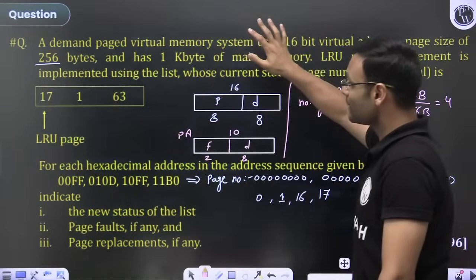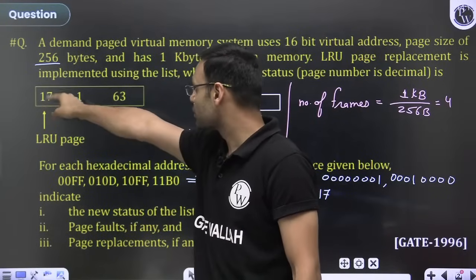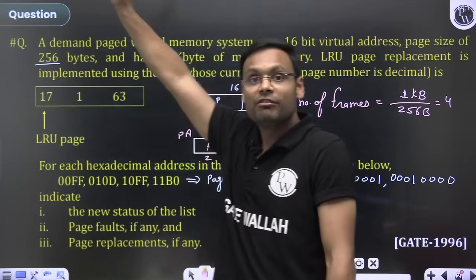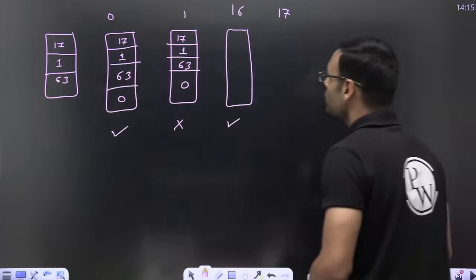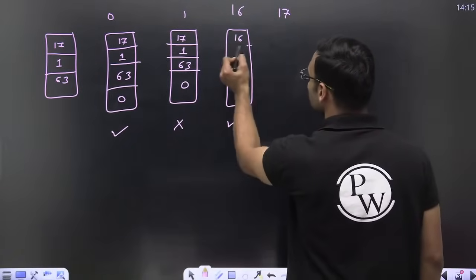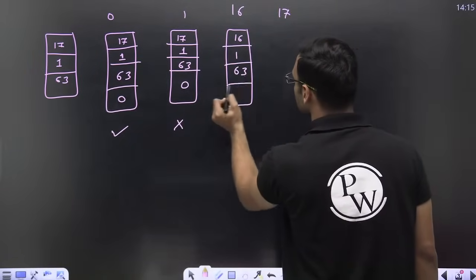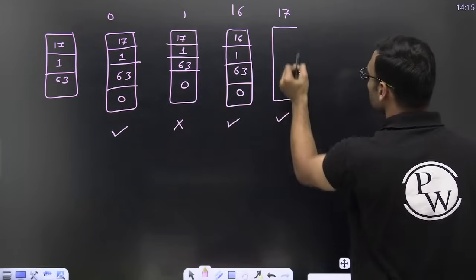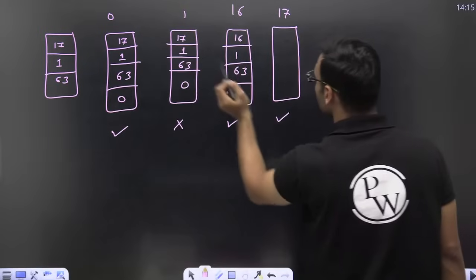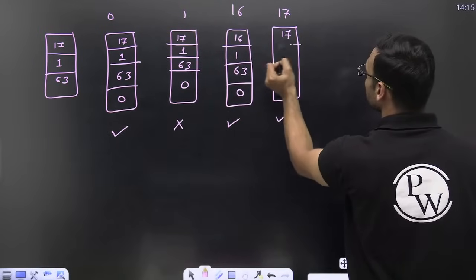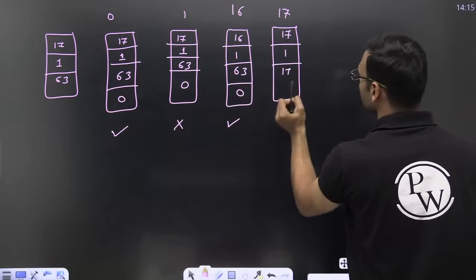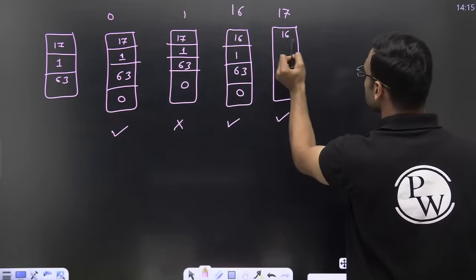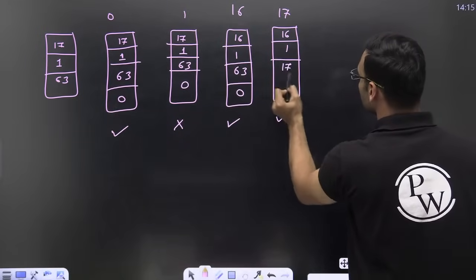LRU replacement says replace the least recently used page. Least recently means very earlier you have used it. So replace 17 by 16. Next, for 17, another page fault. Which page will you replace? Keep 16, 1 and 0. Replace 63. So the pages are 16, 1, 17 and 0.